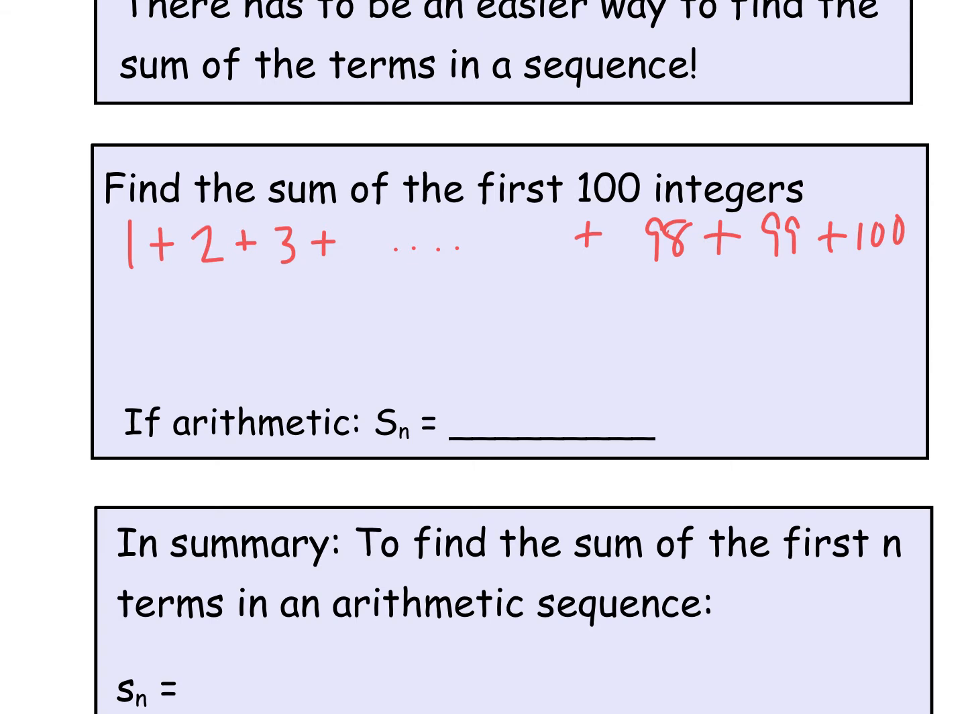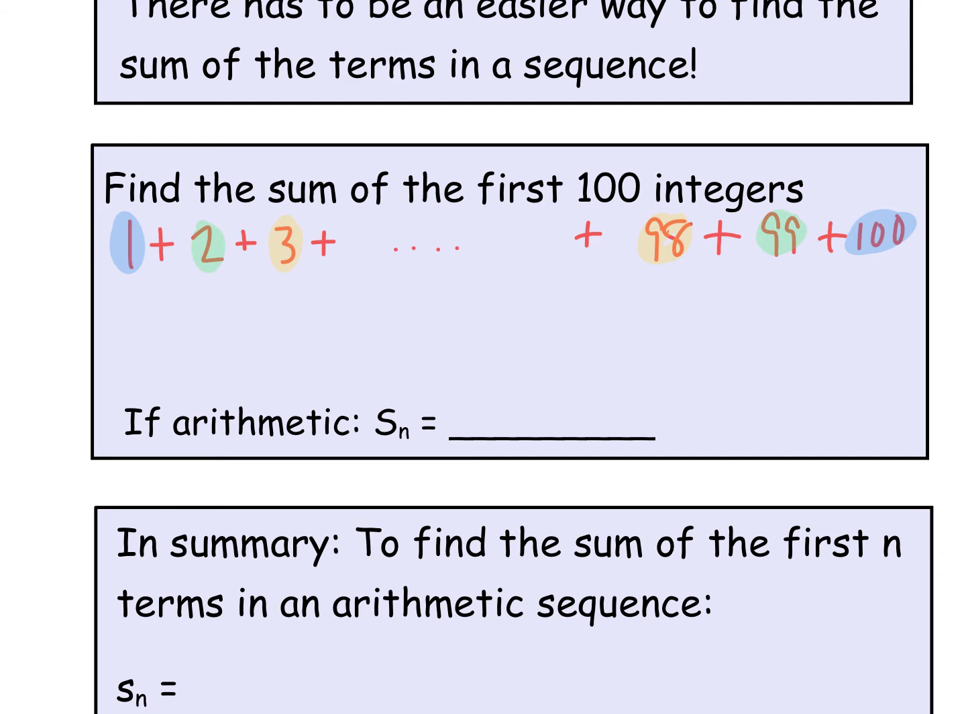So the trick is this: if you start lining up, or pairing up, I should say, the first term plus the last term. Okay, 1 plus 100 is 101. 2 plus the 99 is 101. 3 plus the 98 is, again, 101. So we have all of these different amounts of 101s, and the trick is how many 101s do we have?